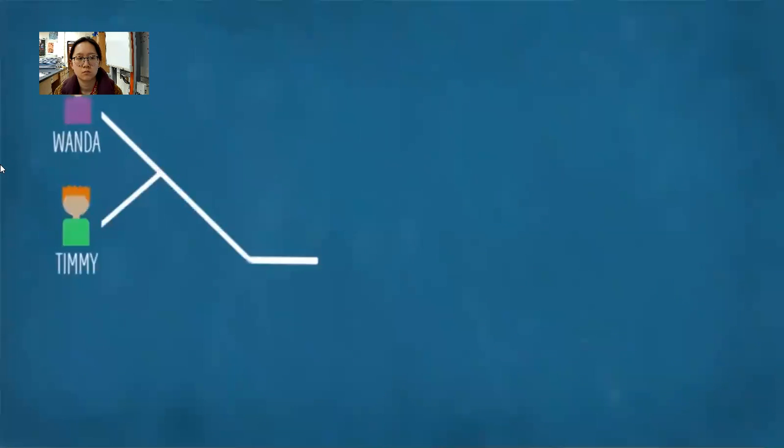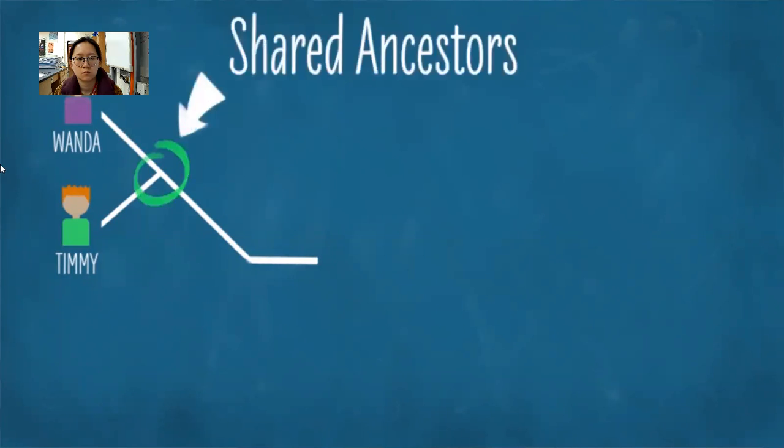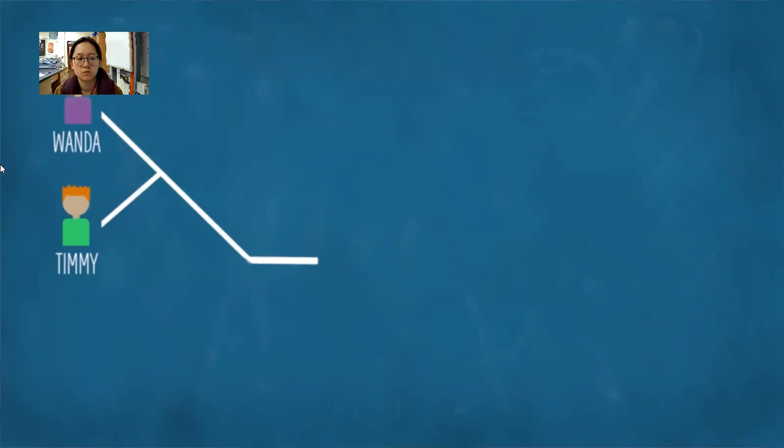Timmy and Wanda are both humans, and of the two people here, Timmy's closest relative is Wanda, well, other than Timmy himself. They also share ancestors. Cool! But the story doesn't get interesting until I add in Spencer. Timmy, Wanda, and Spencer are all humans. As such, they all share ancestors.